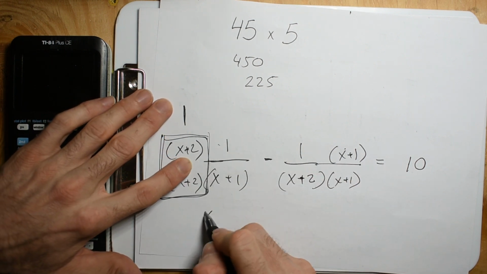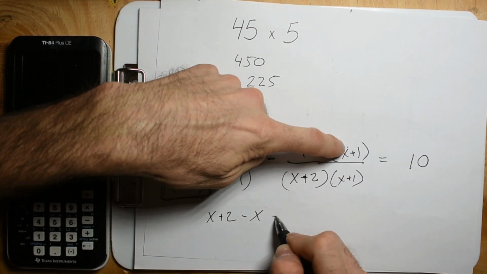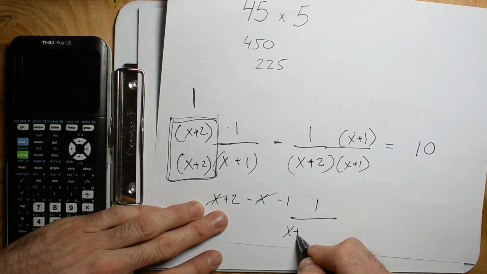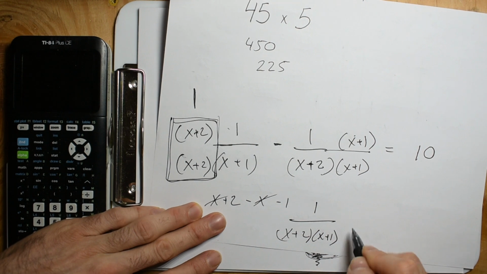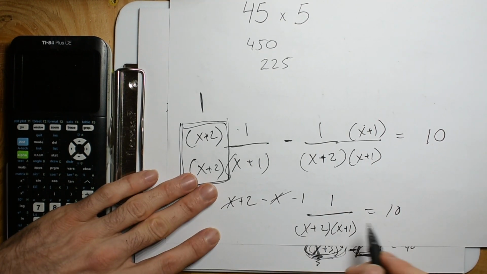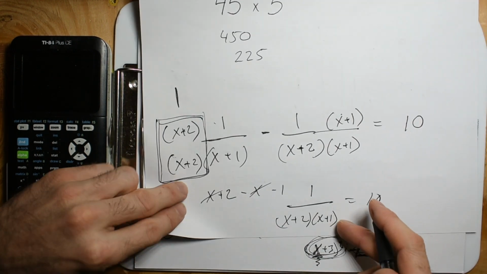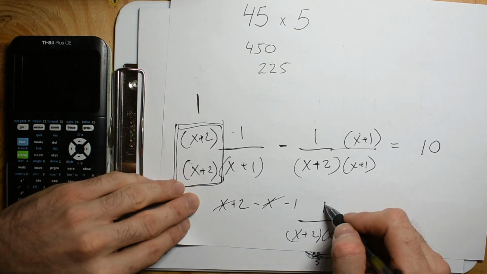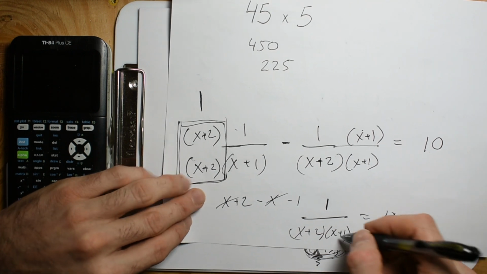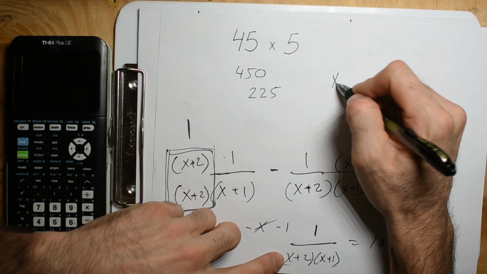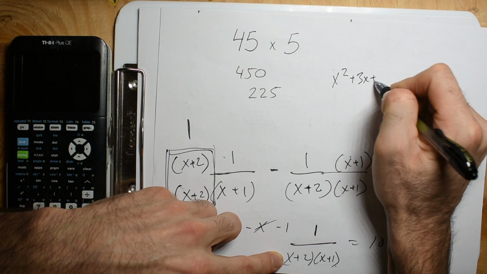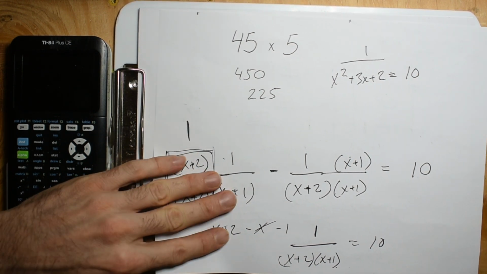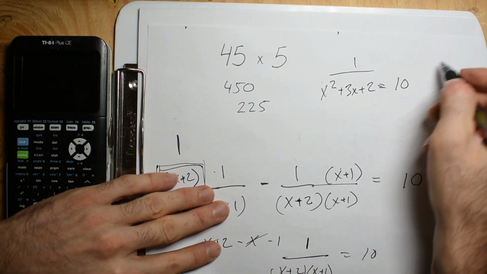So if you added these, it would be x plus 2 minus x minus 1, and then you would have 1 over x plus 2 times x plus 1 equals 10. If that was something that you wanted to do, you can do it. Sometimes that can be helpful. At least you have one term over here, and we can even FOIL that through. You're going to have x squared plus 3x plus 2, so you have 1 divided by that, and that's equal to 10. And then you can get this upstairs.